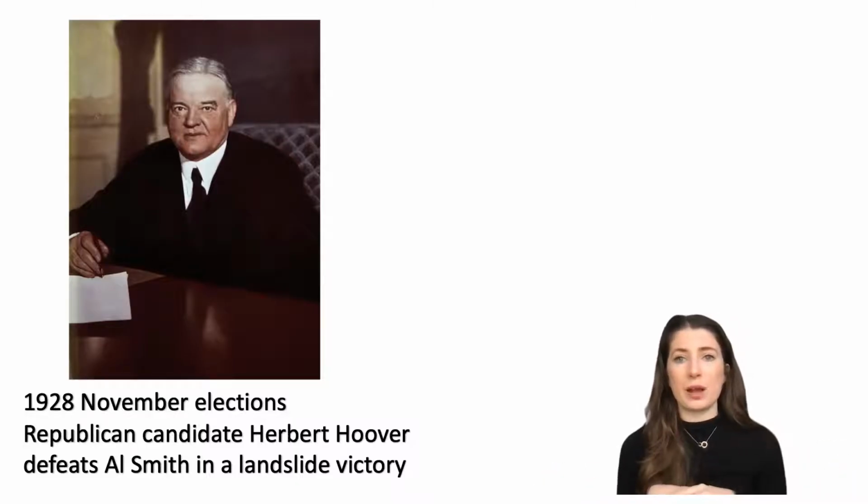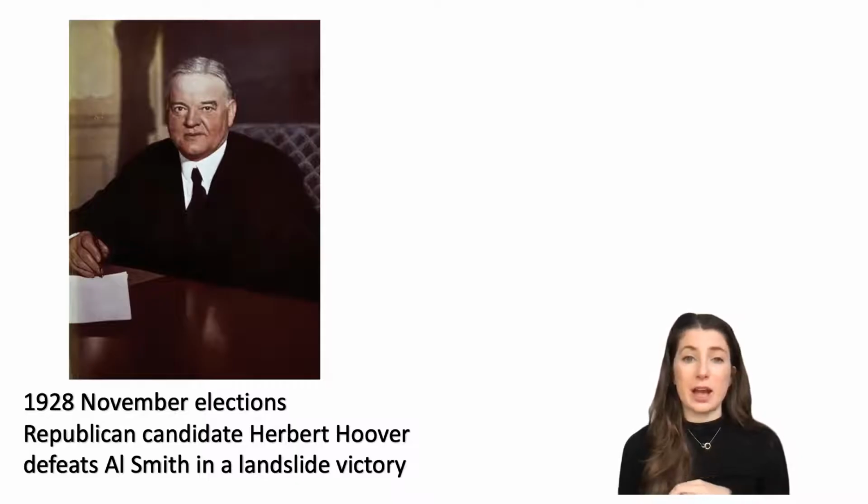His opponent was a man called Al Smith, an Irish Catholic and a wet, so somebody who was an opponent of prohibition, somebody who supported bringing an end to prohibition. He was a highly successful governor of New York. Despite that, Hoover won in an absolute landslide, and everything seemed well.